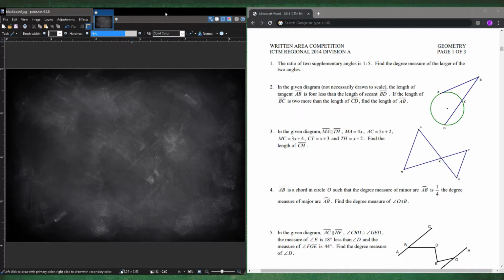Today I'll be covering the ICTM Regional 2014 Division A Geometry. Let's begin. Number 1, the ratio of two supplementary angles is 1 to 5. Determine the measure of the larger angle.